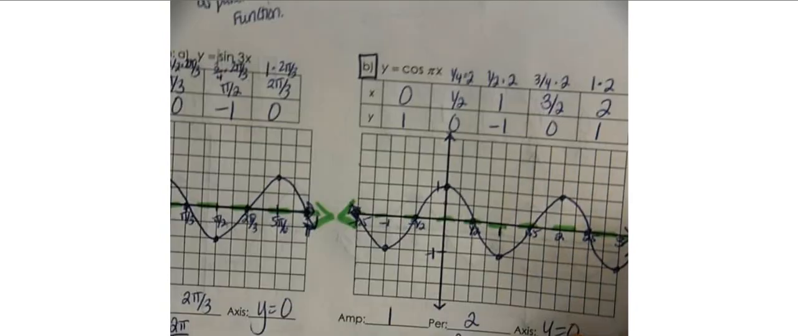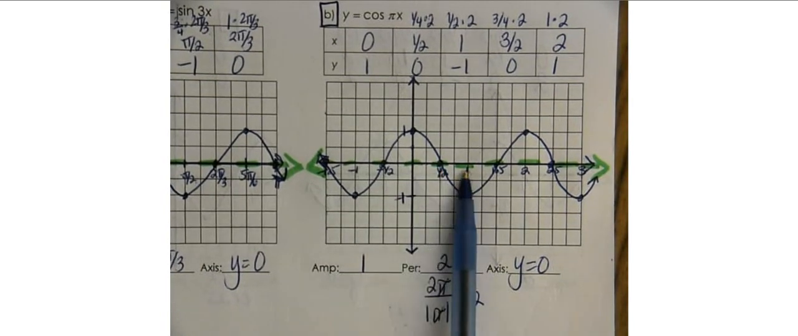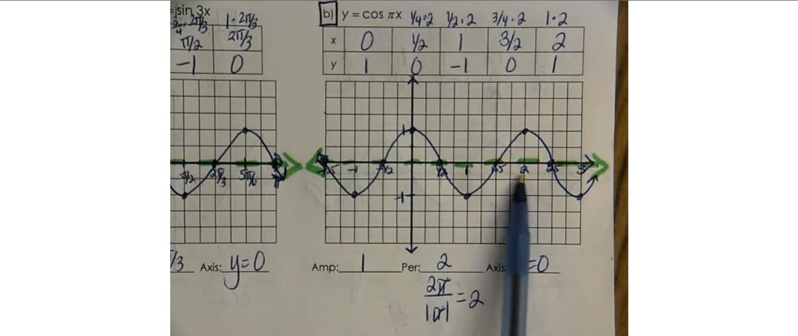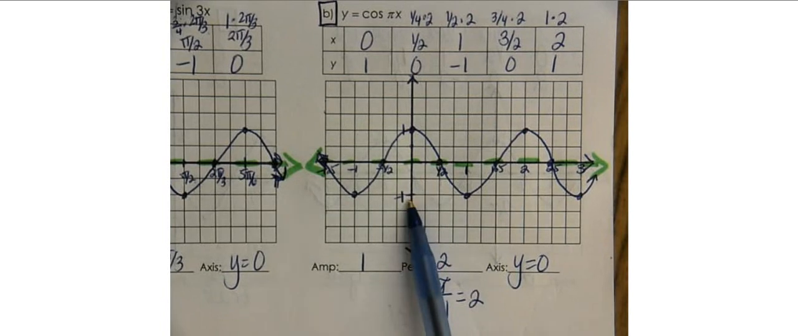Here's the next letter B. I skipped every other line and made this 1/2, 1, 1.5, 2, 2.5, 3. And I skipped a line and made this 1 and -1. That was the scale that I chose to use.